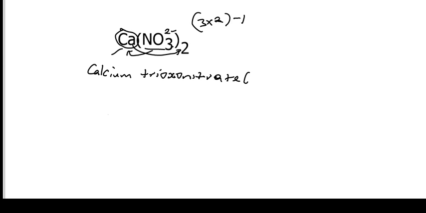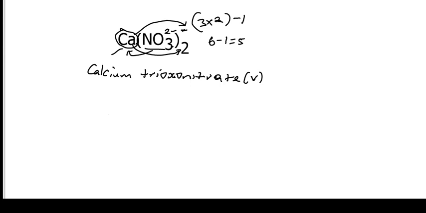What does it mean? It means the number of calcium here is the total charge of the nitrates. So we are saying 3 times 2 minus the charge of the NO3, which also equals the number of the calcium that is here. So it becomes 6 minus 1, which is 5. So it becomes plus 5, which is V. So it becomes calcium trioxo nitrate 5.